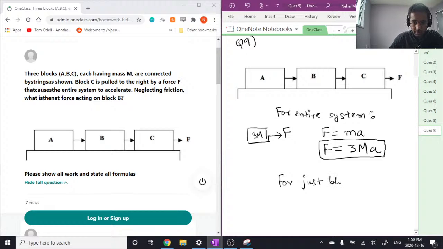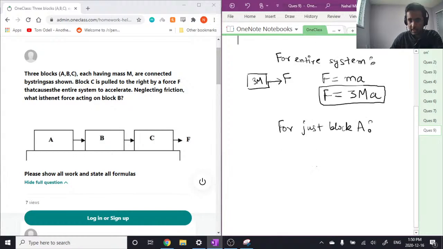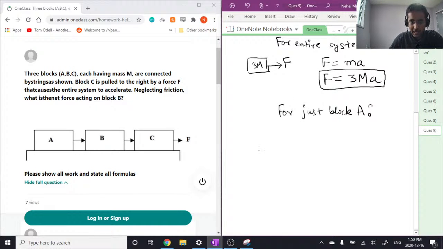Now for just block A, what would be our equation of motion? If we look at block A, we only have the tension force pulling it. So we have a tension force T pulling block A, and this is accelerating with the system with the same acceleration. So in this case, we can say T equals Ma. Let's call this TA just for clarity.